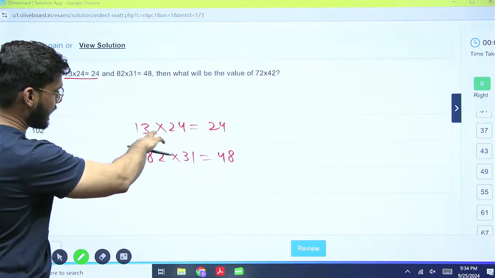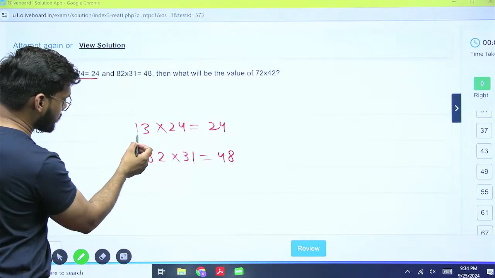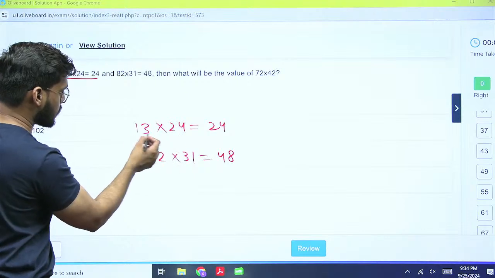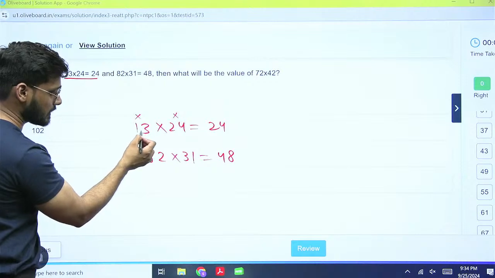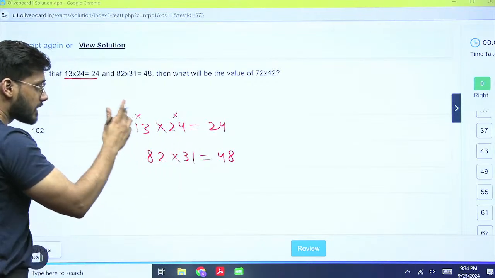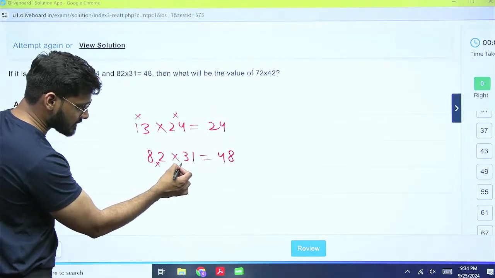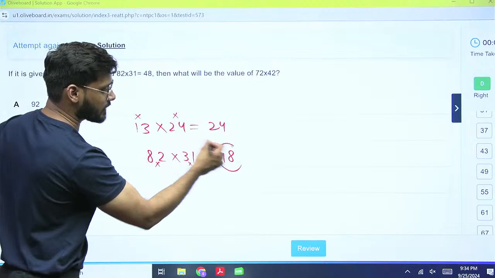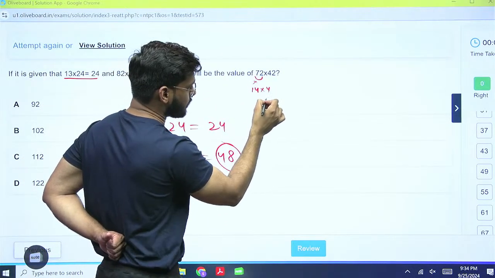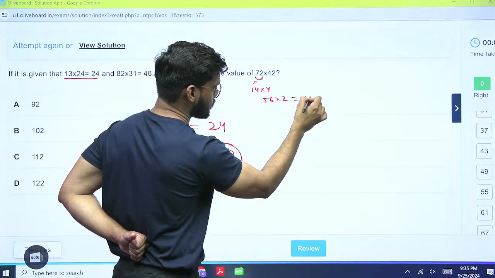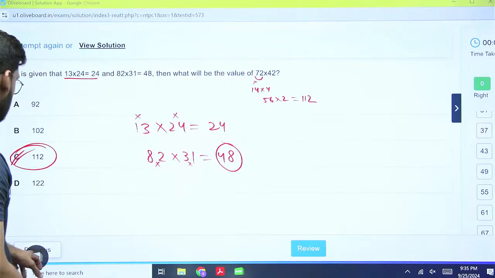If we are adding and subtracting, no, we cannot do addition or subtraction because we have to get 24. If we add all the digits, 1 plus 3 is 4, 4 plus 2 is 6, no. If we multiply all the digits, 1 multiply 3 multiply 2 multiply 4: 3 into 1 is 3, 3 into 2 is 6, 6 into 4 is 24. Yes, by multiplying all the digits we can get 24. Similarly 8 multiply 2 is 16, 16 multiply 3 is 48, and 48 multiply 1 is 48. We are getting the answer. Similarly 7 into 2 we get 14, 14 into 4 we get 56, and 56 into 2 we will get 112. 56 twice is 112, which matches with option number C. Next question.